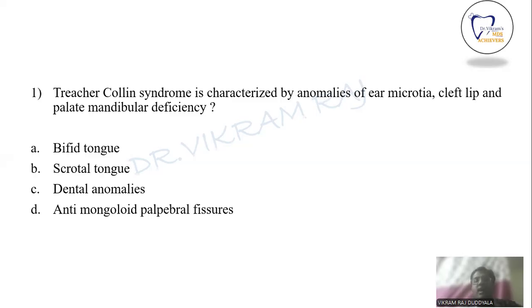The thing you have to remember is that these kinds of questions are answerable if you know the basic concept. You can answer it within 20 seconds. You will read the question and thereafter answer it correctly. That is antimongoloid palpebral fissures, which is the correct answer for Treacher Collins syndrome. So you can answer as soon as possible if you know. These kinds of questions should be answered within 20 to 30 seconds, not more than 30 seconds.